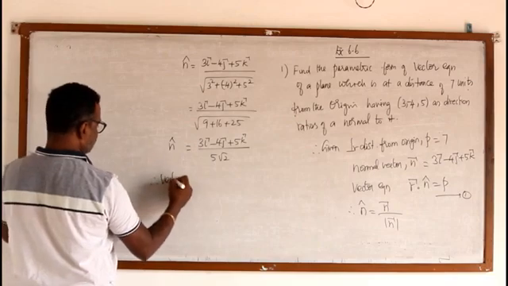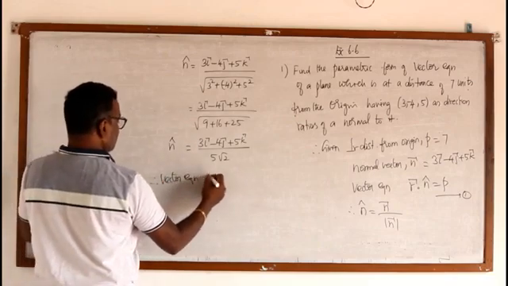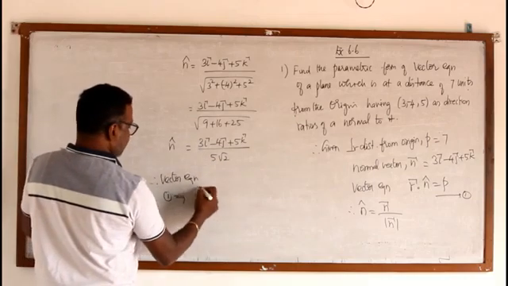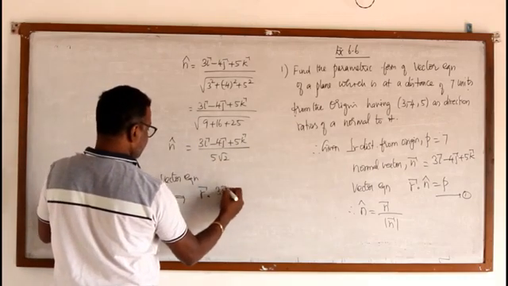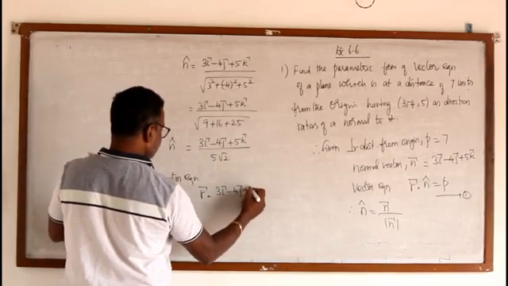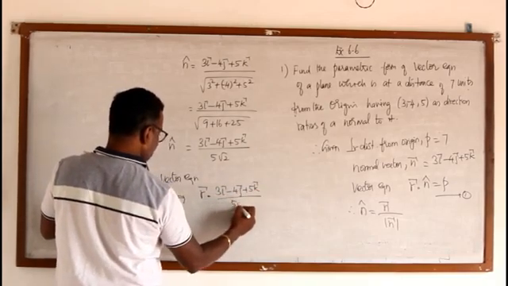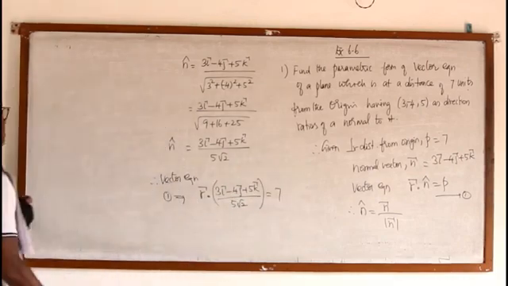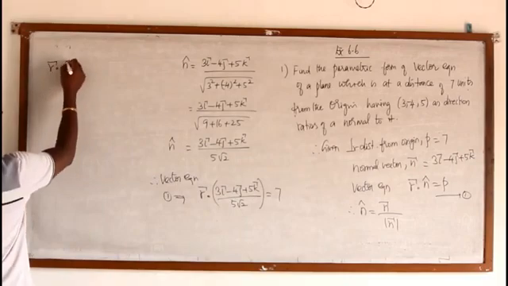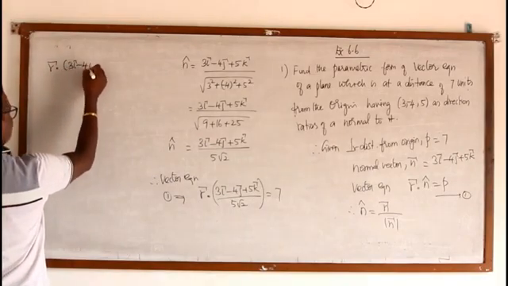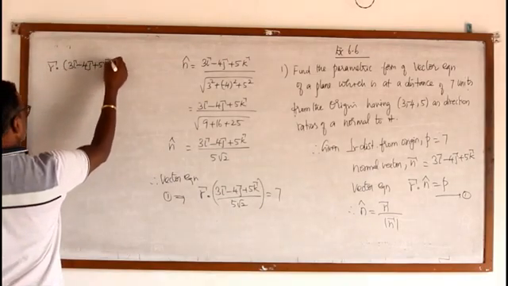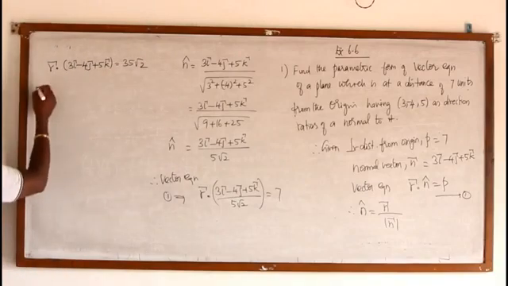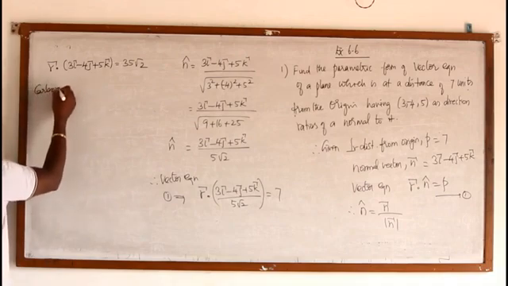Therefore, the vector equation is r dot n cap, which is 3i minus 4j plus 5k by 5 root 2, equal to 7. Shall I write this as r dot 3i minus 4j plus 5k equal to 7 into 5 root 2, that is 35 root 2. Therefore, it will be easy for me to write the Cartesian equation.